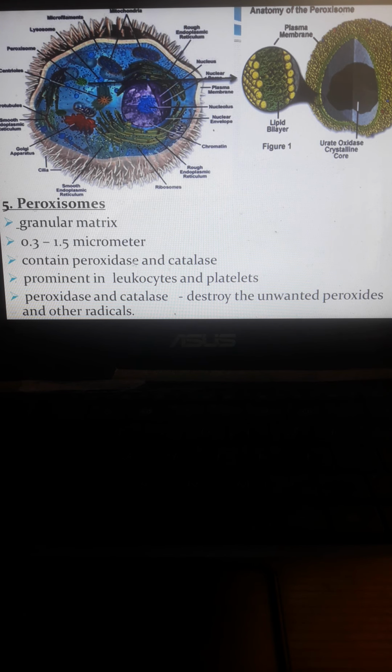So what are the other radicals found in the body? Usually they are acids, aldehydes, ketones, alcohols, and others. They are known to be radicals. Radicals are also the product of metabolic processes. So this is the anatomy of your peroxisomes. It also has a plasma membrane, a lipid bilayer of phospholipids, and urate oxidase in a crystalline core for the oxidation process.